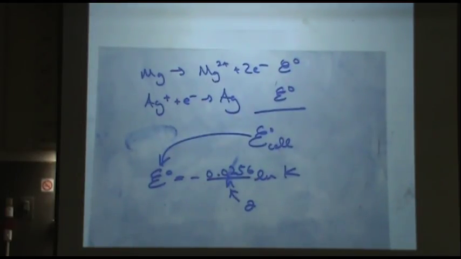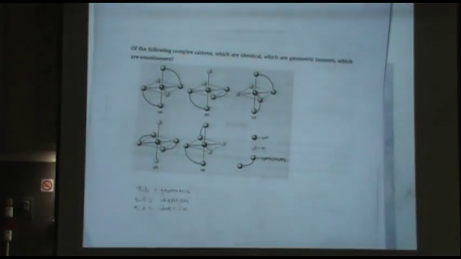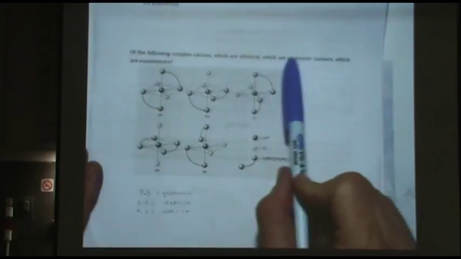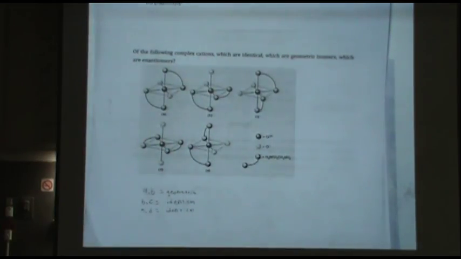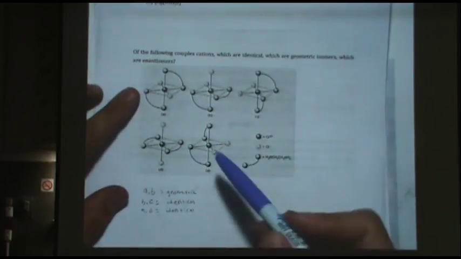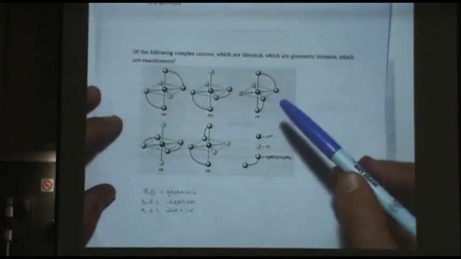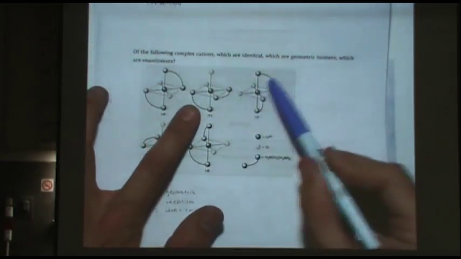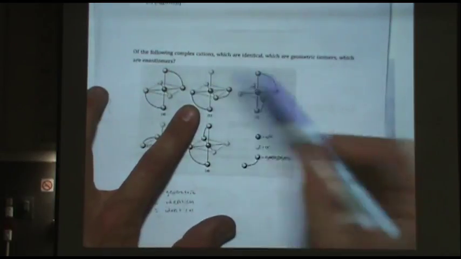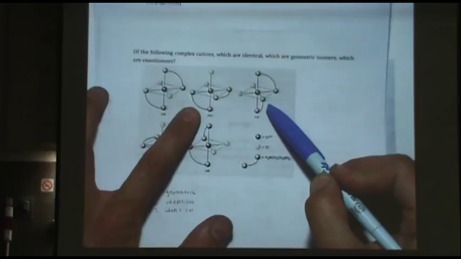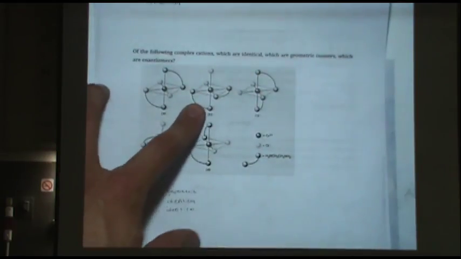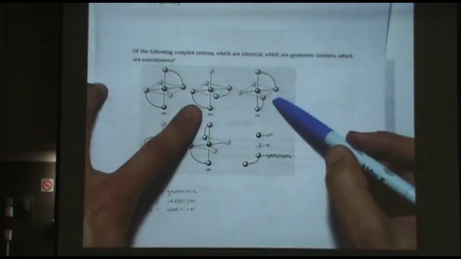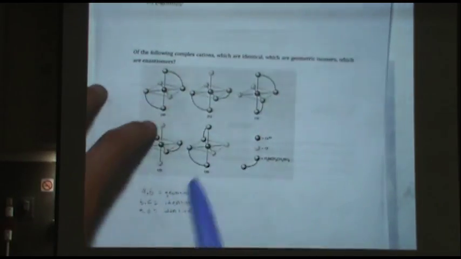This is a worksheet question. Of the following, which are identical, which are geometric, same question as before. So you're just given a bunch of mix and match and figure out what's what. You compare them all to each other. So for example, let's see if we can find any that are similar. These two might be similar. See how there's 2 bidentates and a cis. So they're either identical or mirror images that are the same or mirror images that are different. So that's something to ponder.